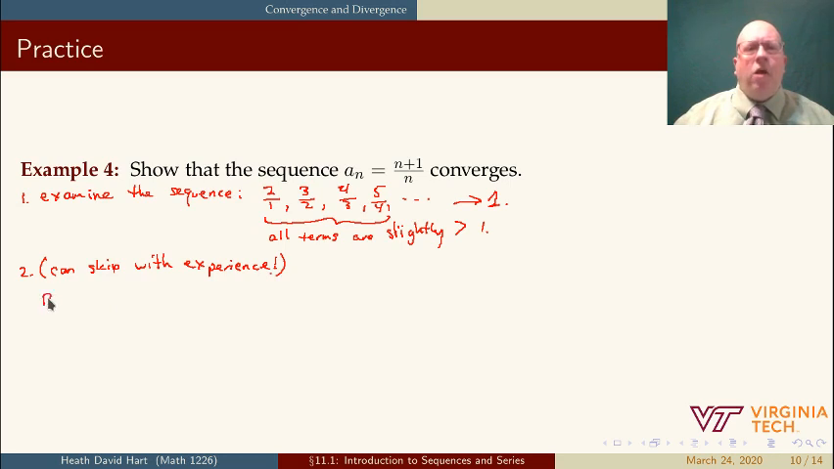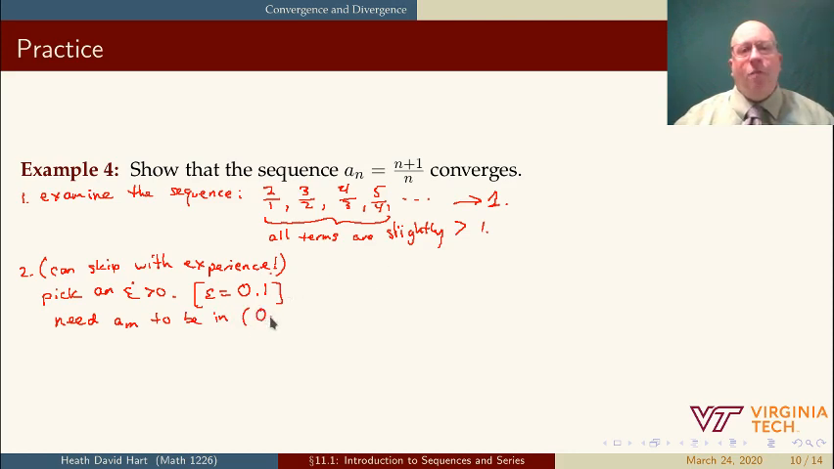Pick a tolerance. So I'll use epsilon for this example. I'm going to use epsilon equals 0.1. And that means that I need all of my values to be between 1 minus 0.1, which is 0.9, and 1 plus 0.1, which is 1.1.